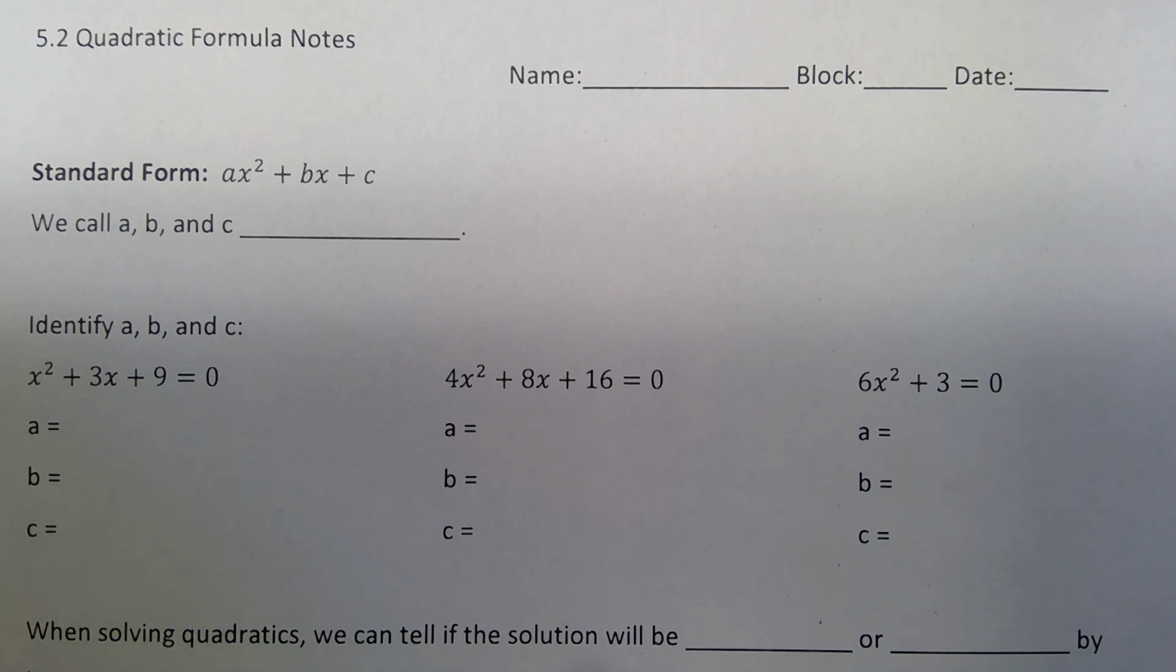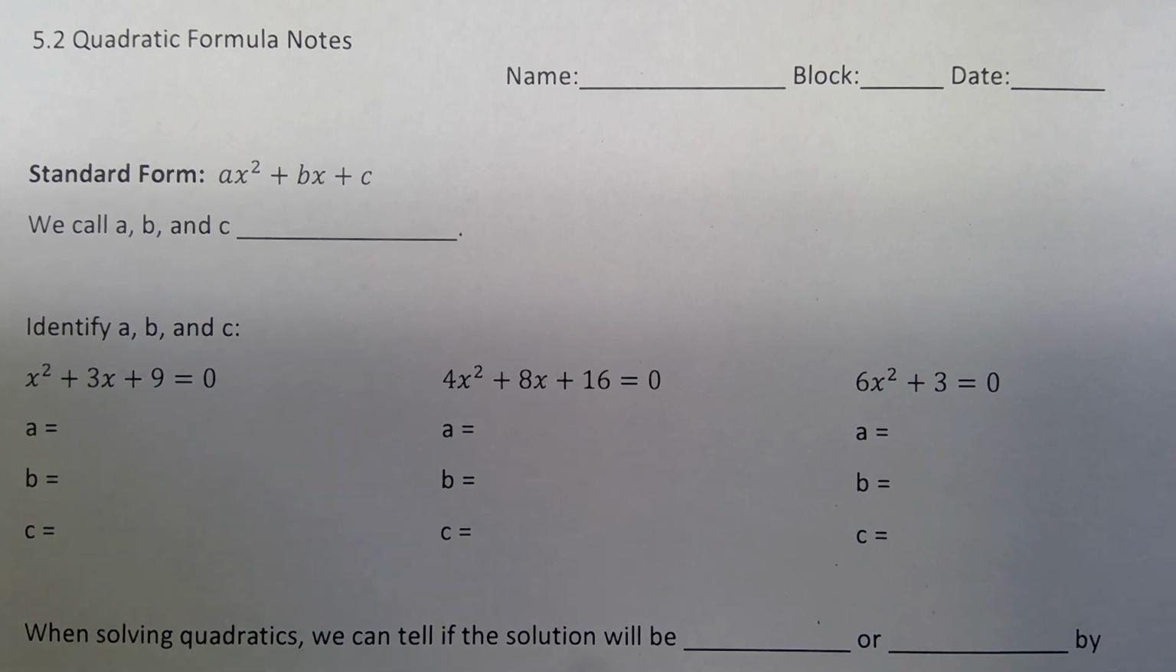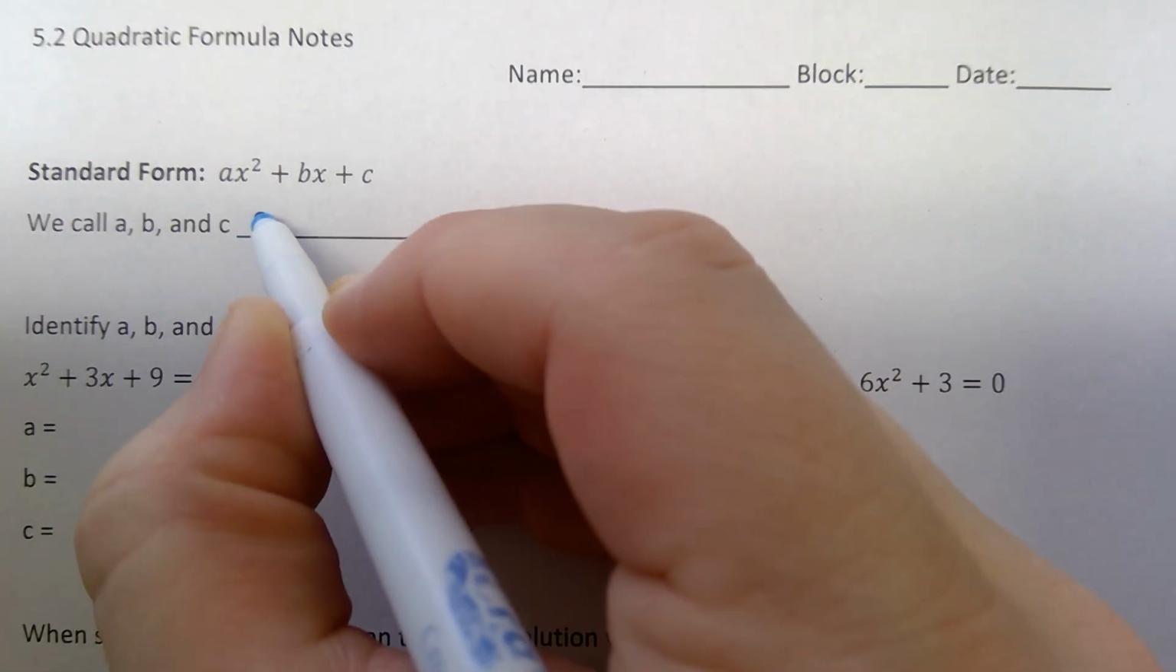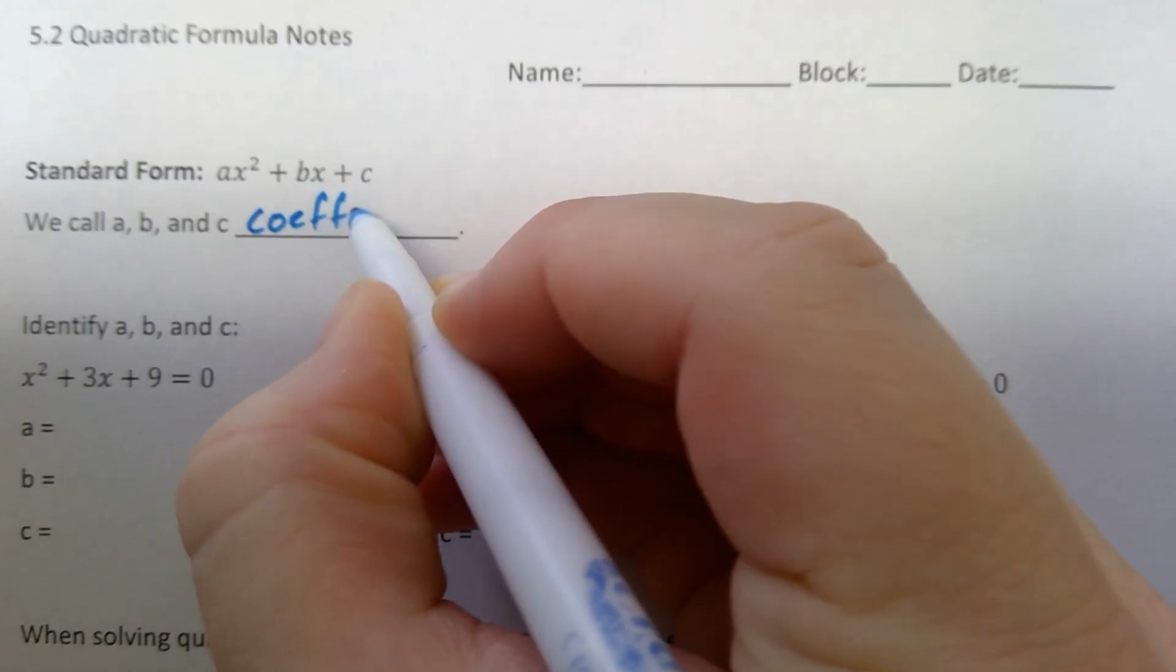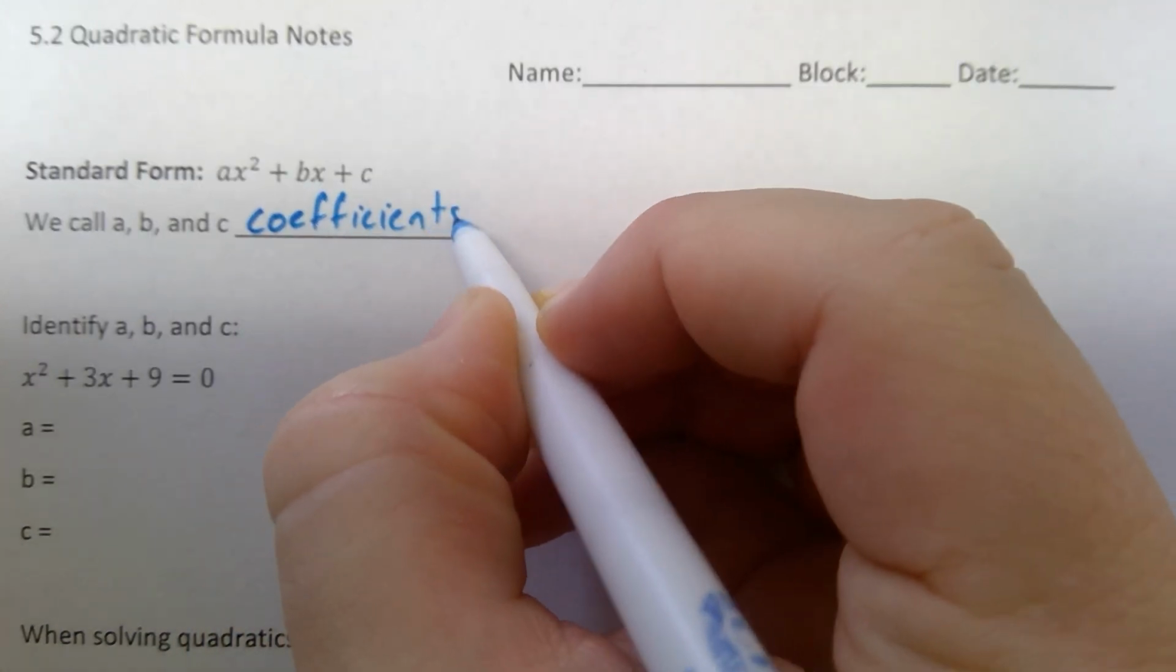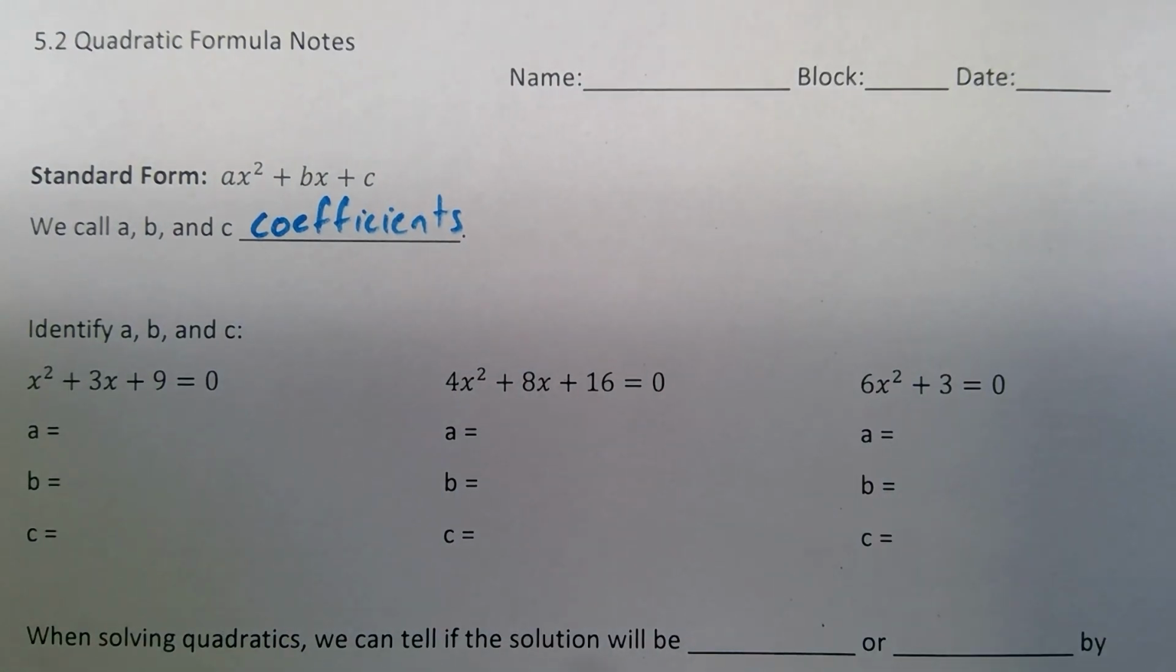So let's go ahead and jump right into it. Reminding ourselves, standard form, we have A, B, and C. We call those coefficients. Those are numbers that are in front of variables, or constants. A and B are coefficients. C is going to be called a constant here. Now we have to identify A, B, and C.